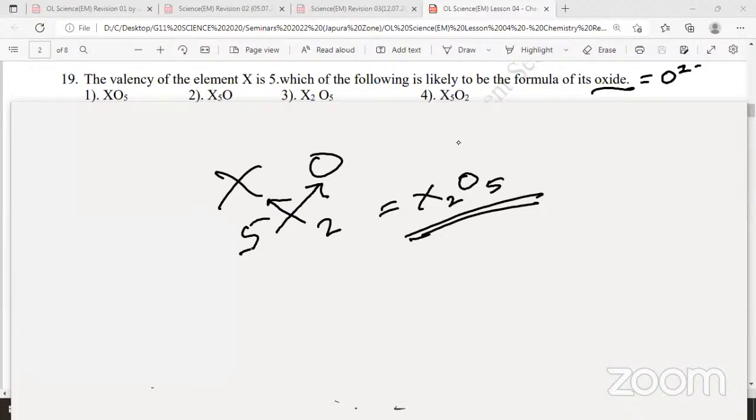So what is the answer for the 19th MCQ? The answer is third. Answer is 3.